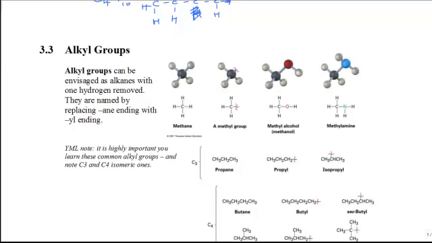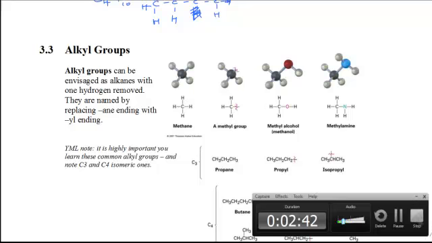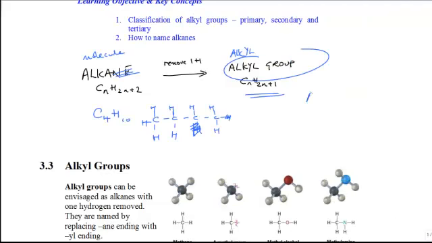I want to take you through these very quickly. I'm assuming you've read this. So look at the structure. You take an alkane, you cross off the -ane, and you put in -yl, and that becomes an alkyl group. Easy, isn't it?